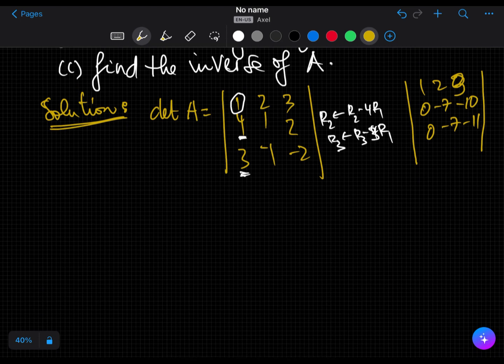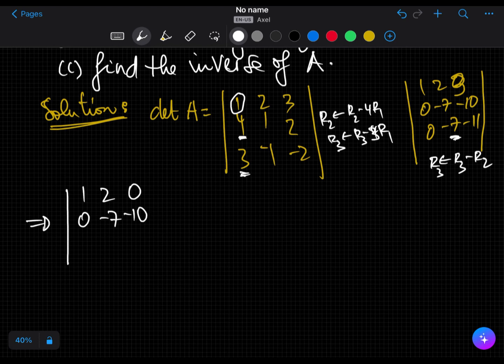I notice here that I can also make 0 here. So if I do that, R3 equals R3 minus R2. Okay, so this will lead me to the determinant, right? 1, 2, 3, 0, minus 7, minus 10, 0, 0, minus 1.